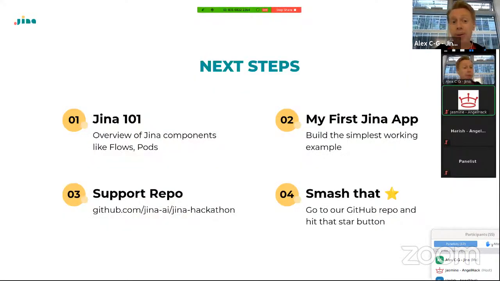So next steps for you. First of all, go to our GitHub repo, github.com/Jina.ai/Jina, and you can find an overview of all the Jina components, like flows, pods, Peas, executors, drivers. It's helpful. You don't actually need all of these to build your first app, though, because we've got a dedicated tutorial just for that, and it's as simple as setting a few environment variables and playing with some YAML.